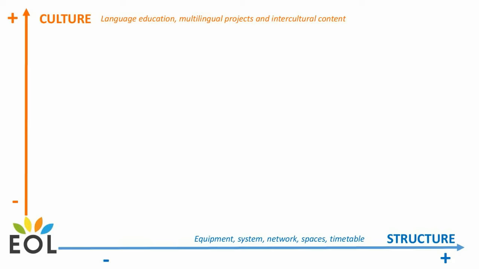The second component is that aspect of structure, and you have some examples there in blue. For example, equipment to support language teaching, and all teachers love timetabling. So maybe you could put your name there in between the two graphs. Where would you position your school in relation to the first two components of our plan, which is culture and structure? And I give you a bit of time to do so.